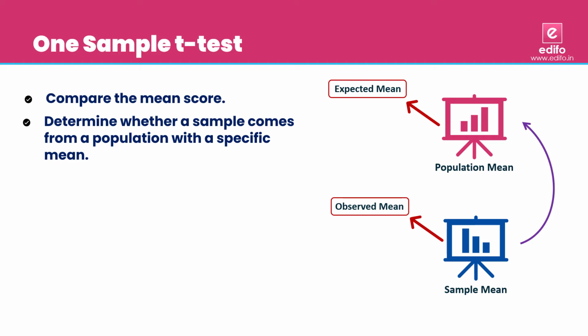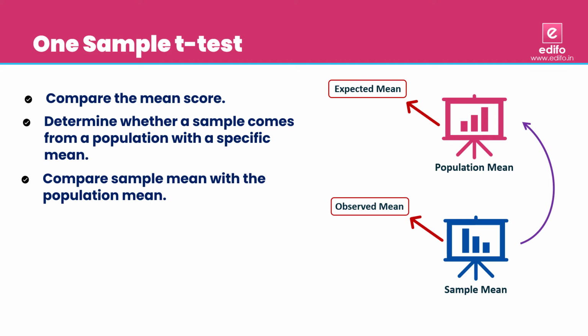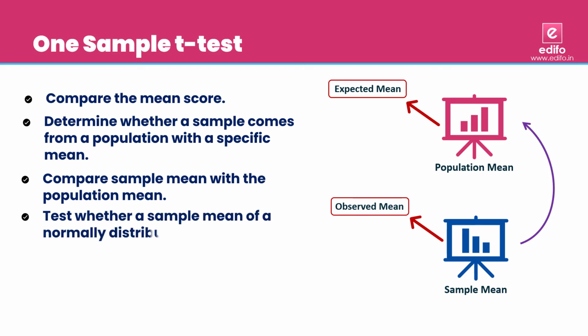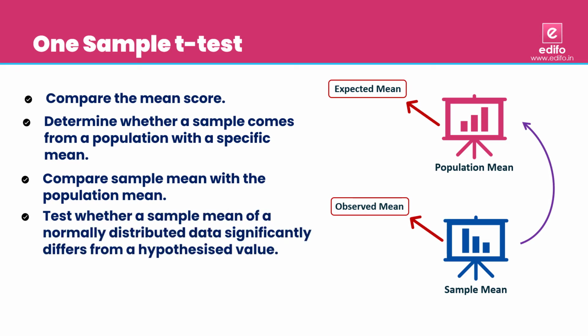Here we are comparing the observed mean, that is a sample mean, with the population mean, or we can say our expected mean. Using one sample t-test, we are going to compare sample mean with the population mean. A one sample t-test allows us to test whether a sample mean of a normally distributed data significantly differs from a hypothesized value, that is the population mean. Here, population mean is considered as hypothesized mean.